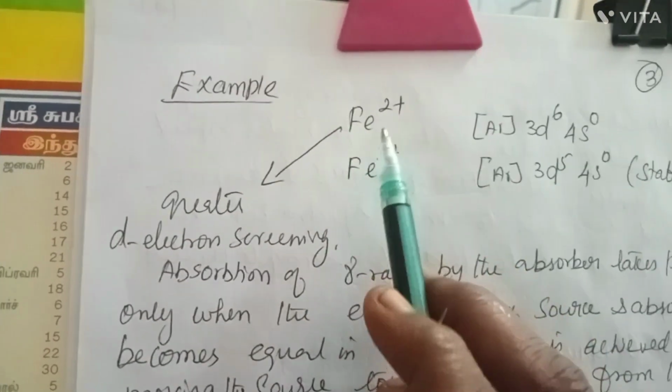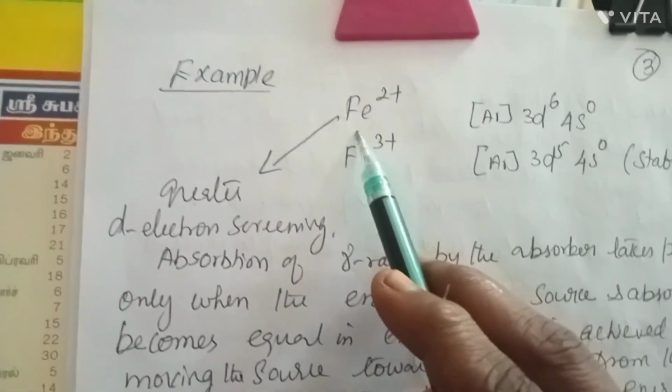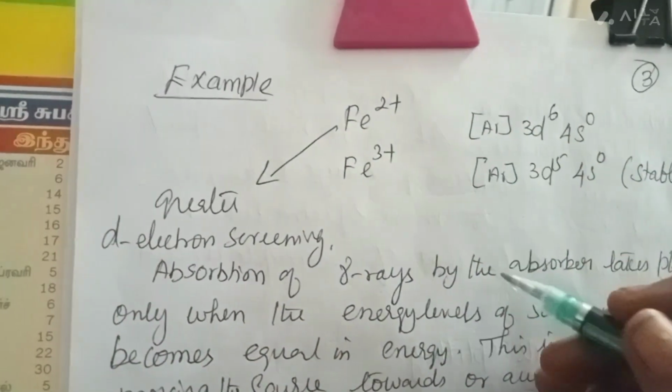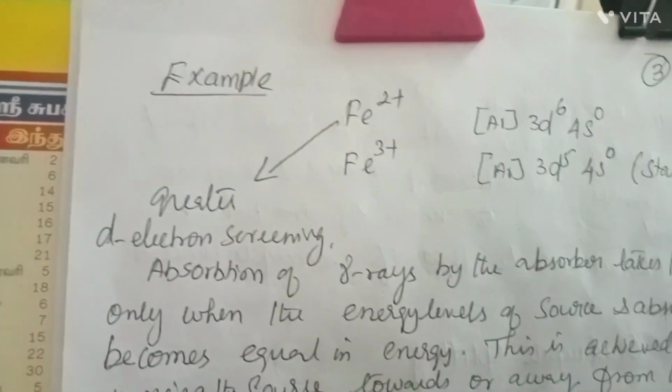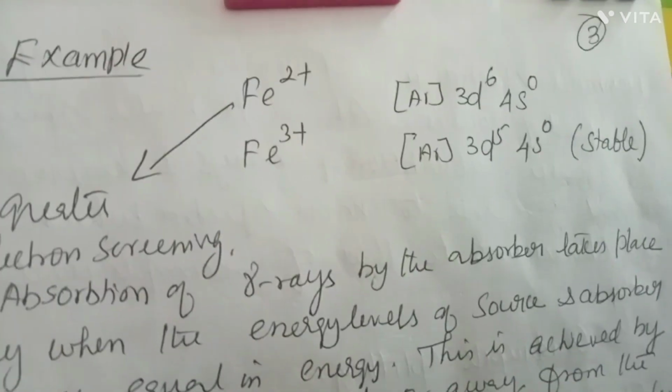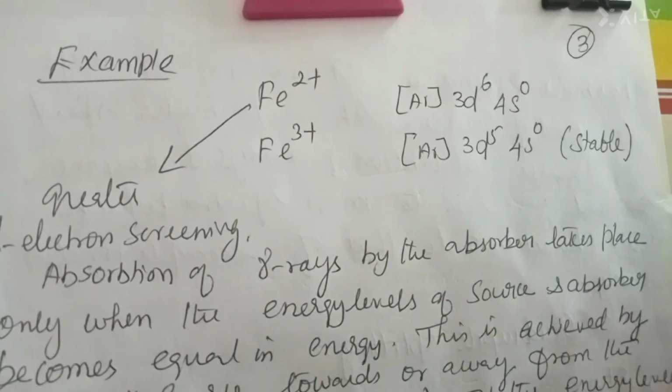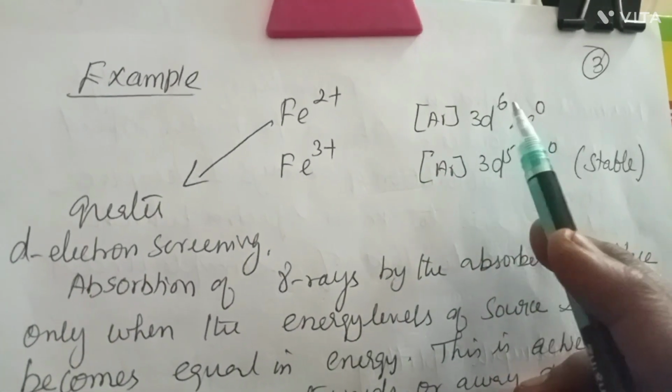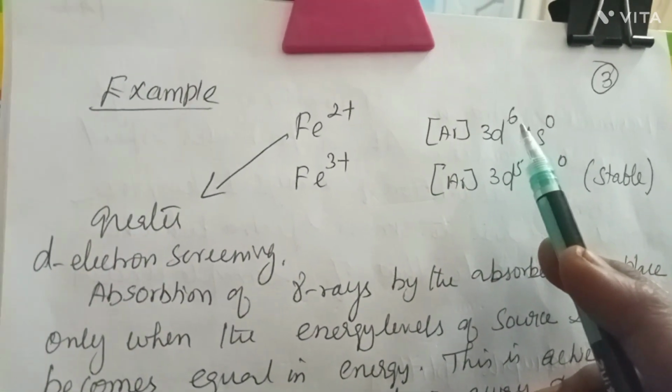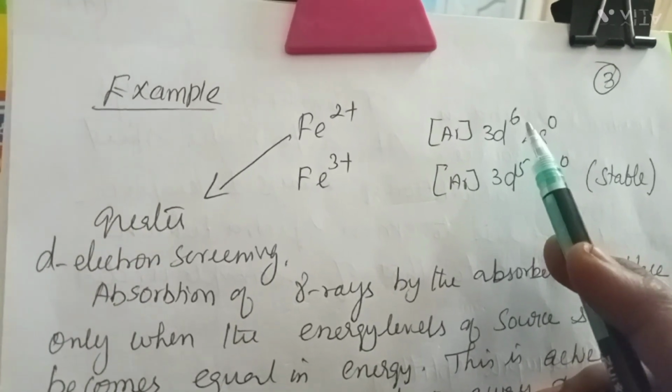Next, let us see with an example now. Let us take Fe2+ and Fe3+. Here the electron density differs. The element is the same, only the ion differs, but the electron density differs, so there will be an isomer shift here.